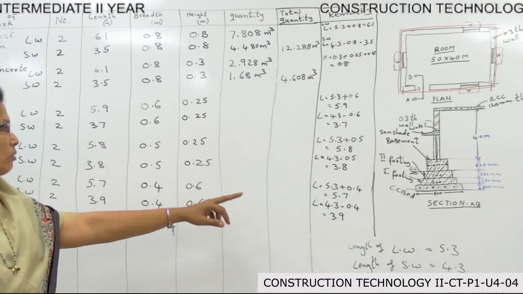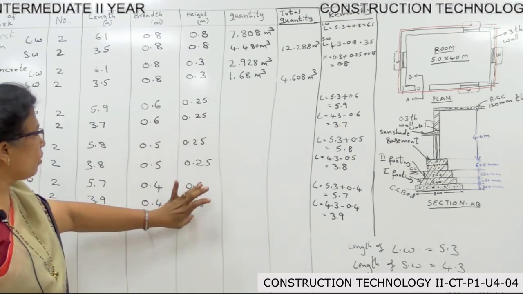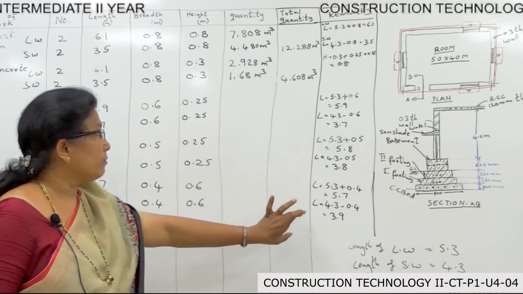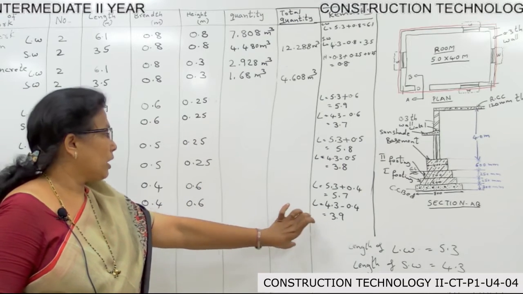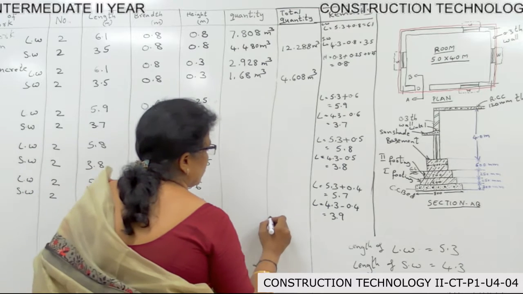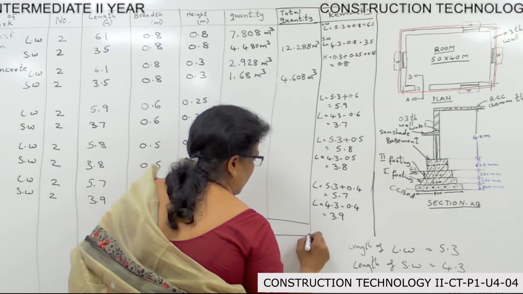Then as this is the same work, first footing, second footing and basement is made of what? RR masonry, stone masonry. So you need to add all these items.